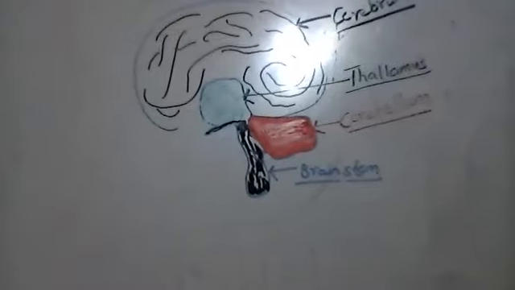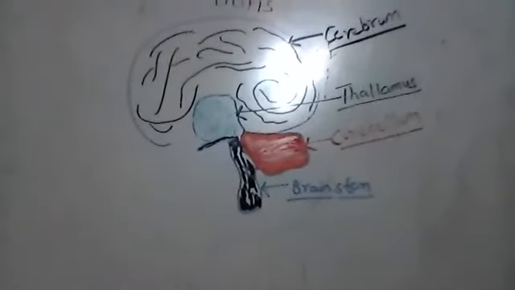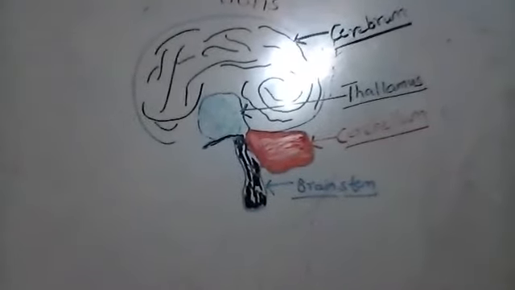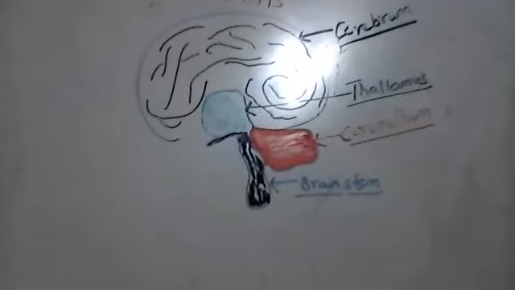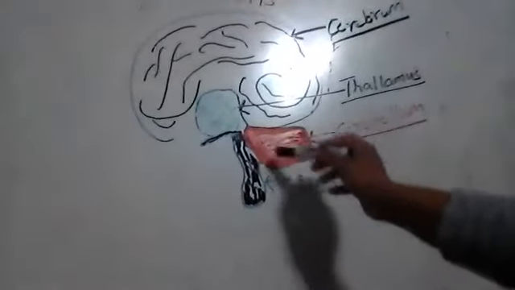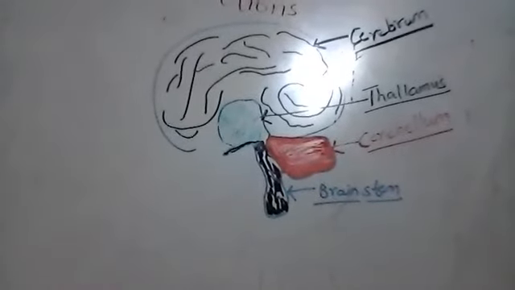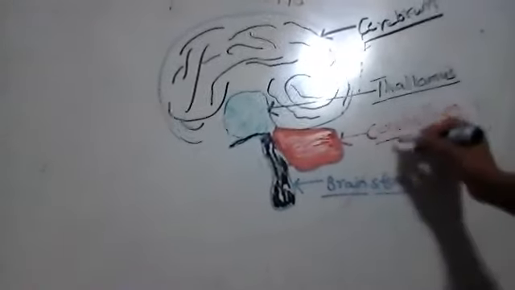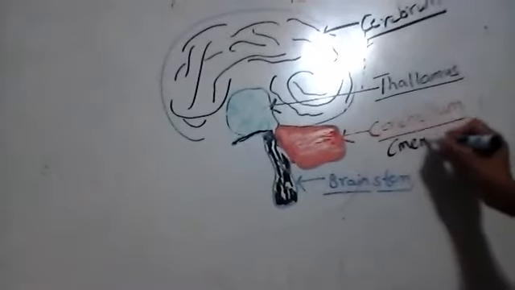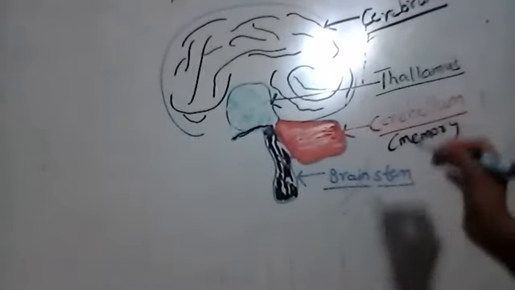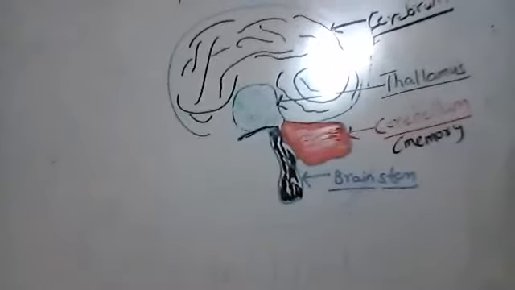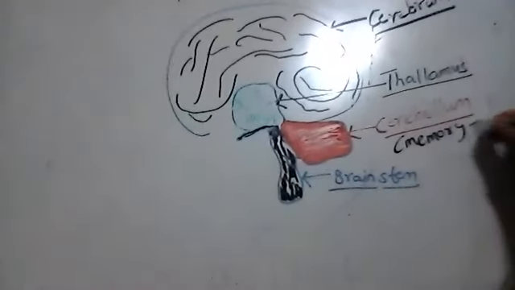Now let's see the different functions of these different parts of the brain. Okay, so let's start with this small brain, that is the cerebellum. The main function of the cerebellum is, first, memory. Memory is the main function of the cerebellum, and the second one is body control. Okay, body and motion control.